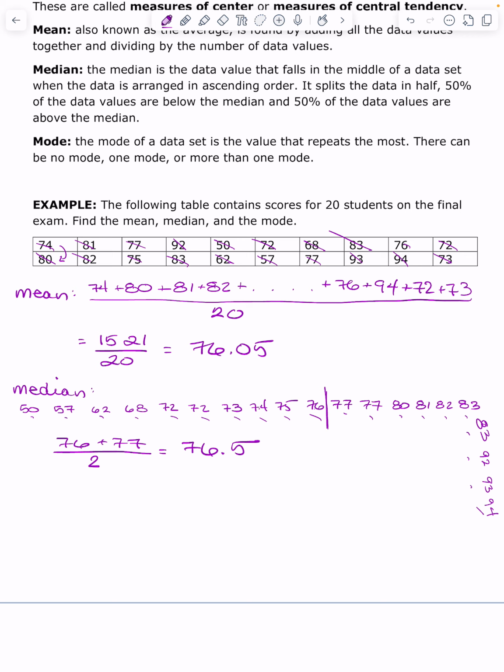Once we have them organized like this, it's also easy to find the mode. Mode is going to be the value that happens the most. And so here, I have 72 that happens twice, 77 that happens twice, also 83 that happens twice. So it's a set of 20. We can have 3 modes. Sometimes we're really picky and we really only want one. And so be careful to read the instructions.